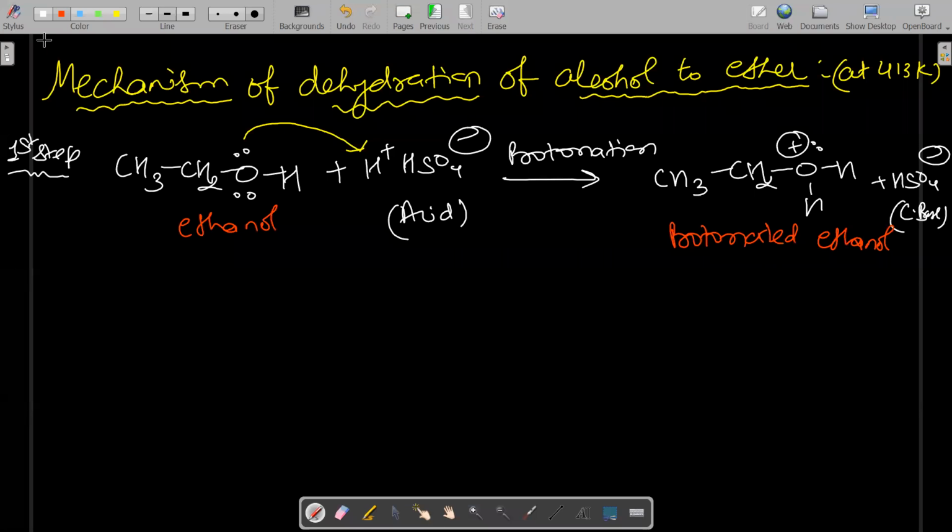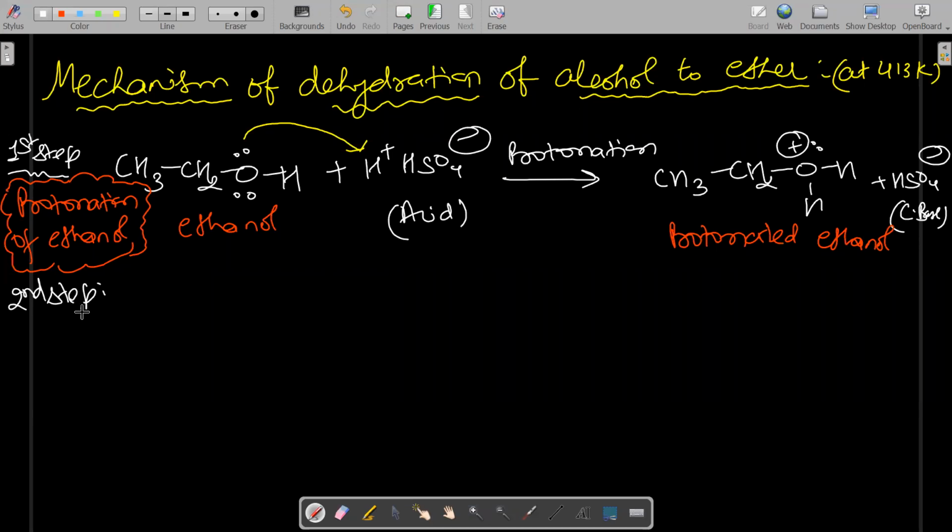So what is the first step? Protonation of ethanol. Okay, so this is the first step. Now what is the second step? In the second step, this protonated ethanol, now again I am writing that protonated ethanol, CH3CH2OH2 positive charge. In this protonated ethanol, the oxygen is having a positive charge.